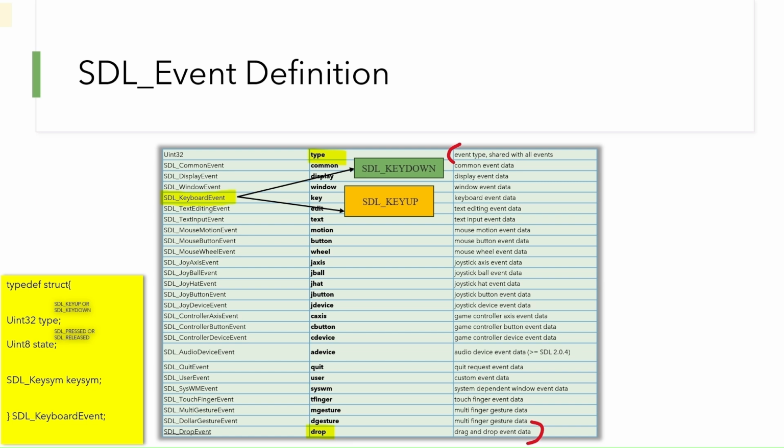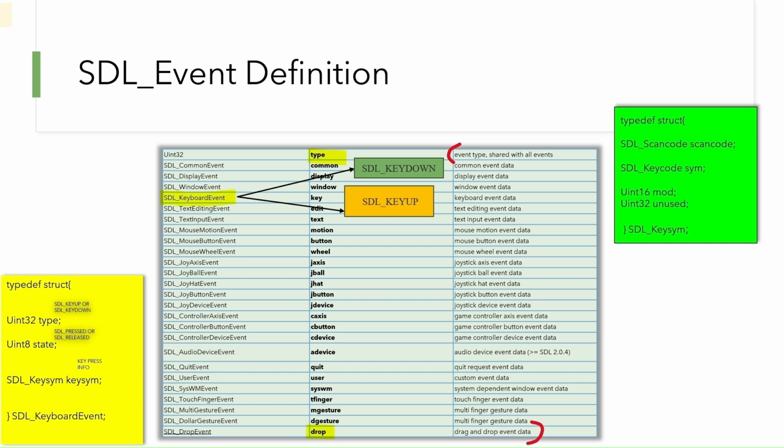Key sim reports information on the key that was pressed. Its type is SDL key sim, and you may have figured out that SDL key sim is a structure on its own, and here is the definition of SDL key sim. You can see four members there. The first two are most important to us.